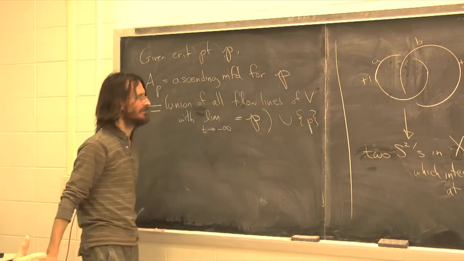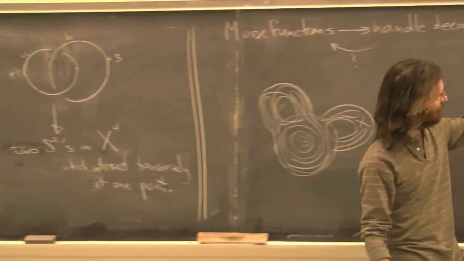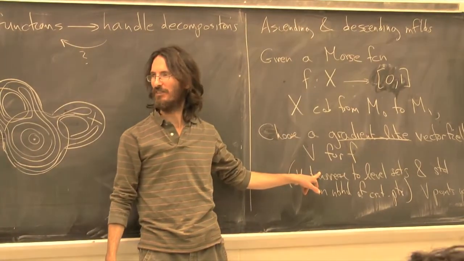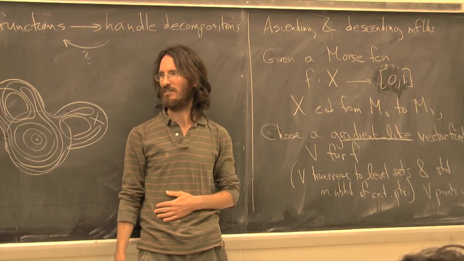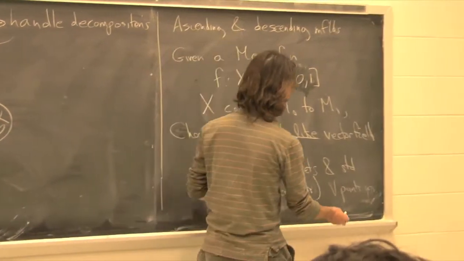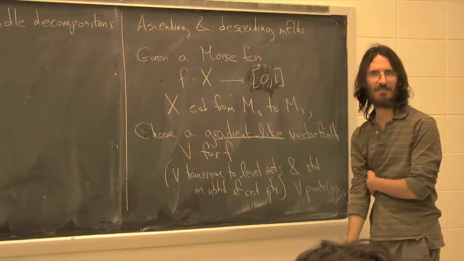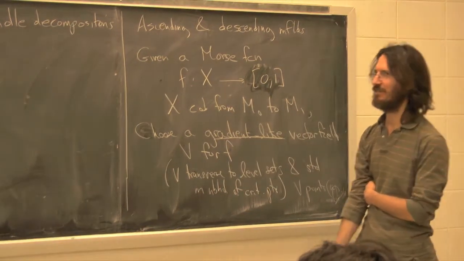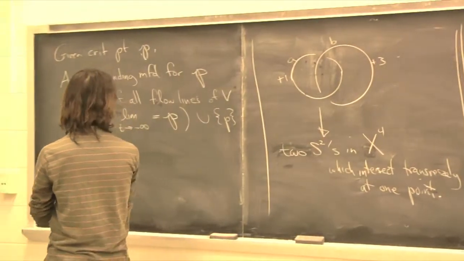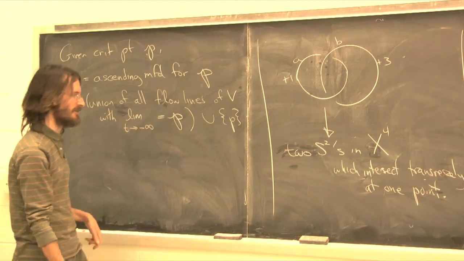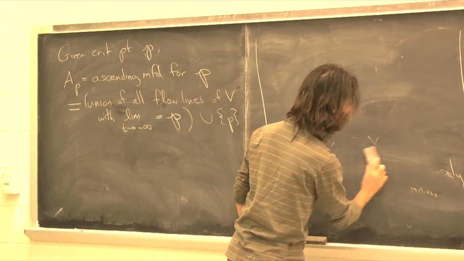So what do you mean by up? That means the function increases. That means df of V is positive, which means that if you flow along it, the value of the function increases. Right, so up with respect to the function f. Does that make sense? I always think of Morse functions as a height function. So we should have a picture. Draw a standard picture.